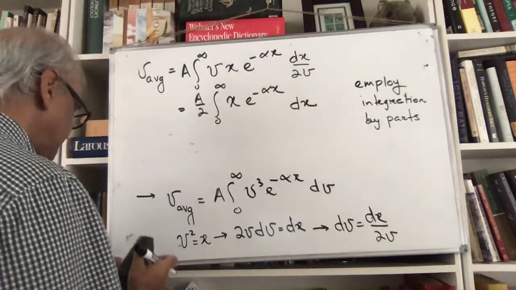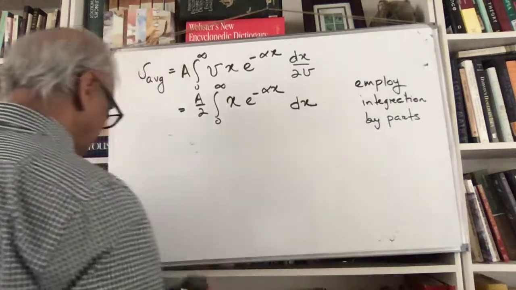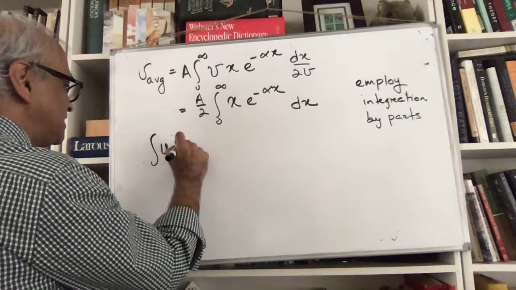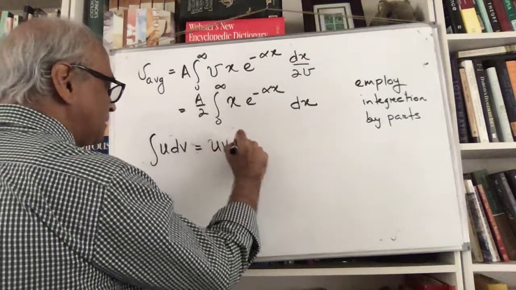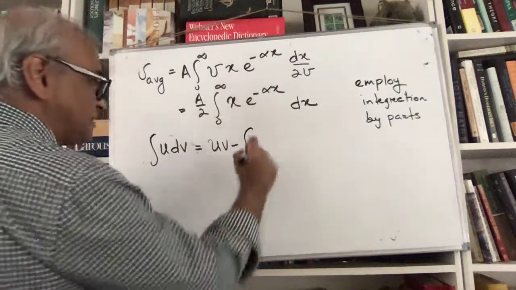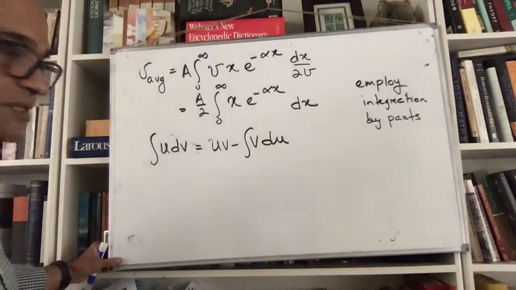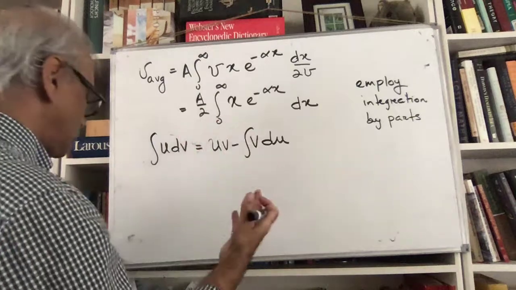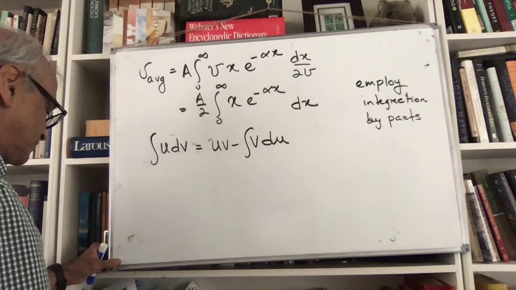Well, I always have to go back to something like this: the integral of u dv equals uv minus the integral of v du, right? U dv, that's what I want. U dv is uv minus v du. All right, so what is u and what is v? You have to kind of fix it.